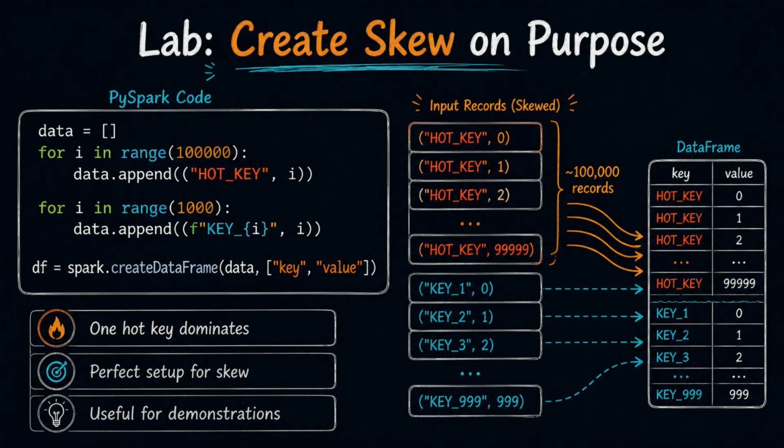This is a perfect setup for skew because one key dominates the data set. Most records belong to hot key, while the other keys have very few records. As a result, when operations like joins or aggregations are performed, the system may experience performance issues due to the uneven distribution. This type of dataset is useful for demonstrations because it clearly shows what happens when one key receives most of the workload during a shuffle. It highlights the importance of balancing data and optimizing processes to avoid bottlenecks. Understanding these scenarios helps developers and data engineers design more efficient systems.